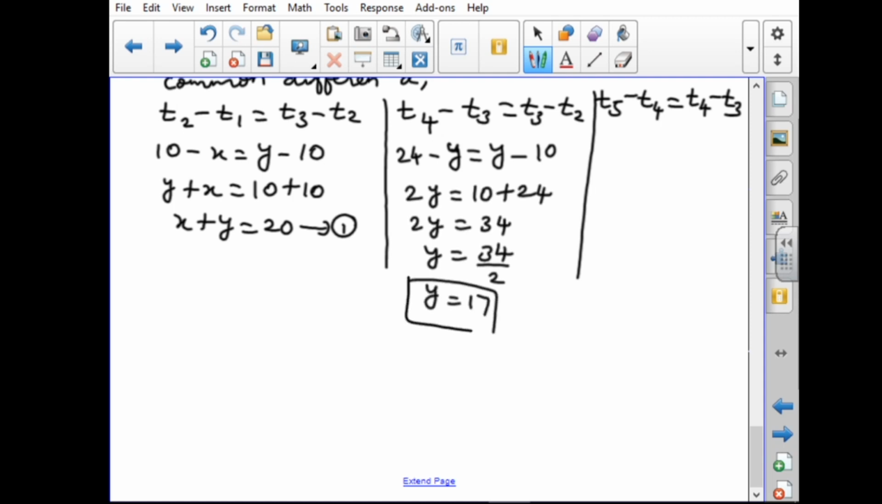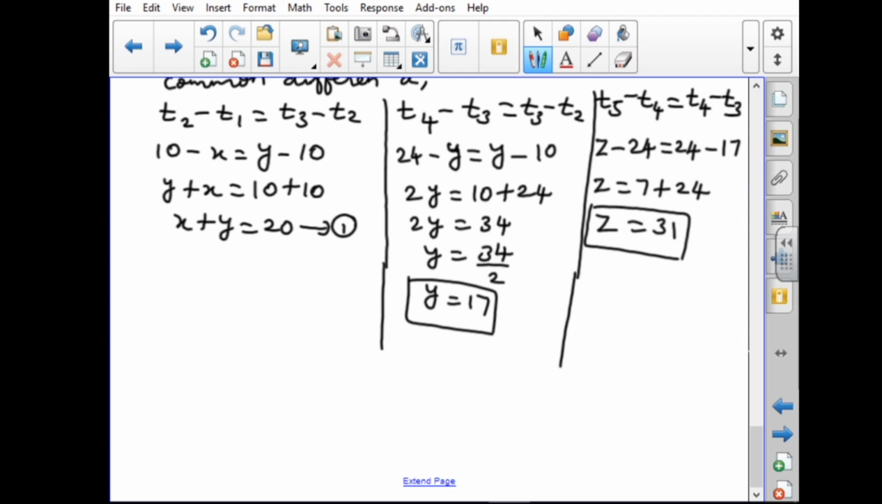Now we have got one value, y. But we have to find the remaining x and z values. Next, you have to apply this condition: T5 minus T4 equal to T4 minus T3. T5 is z, minus T4 which is 24, equal to T4 which is 24, minus T3 which is 17. So, z equal to 24 minus 17, that is 7. The 24 will come to this side as plus 24. So, z equal to 31.